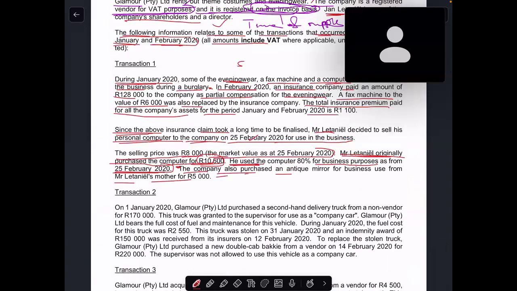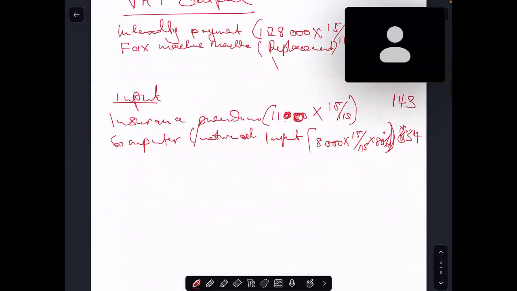They say here, the company also purchased an antique mirror for business use from Letania's mother, 5,000. Right. We also purchased this mirror. It's also a second-hand good. We claim notional input. Mirror. Notional input.